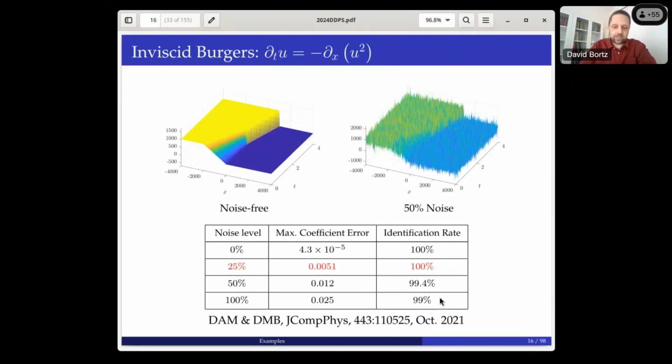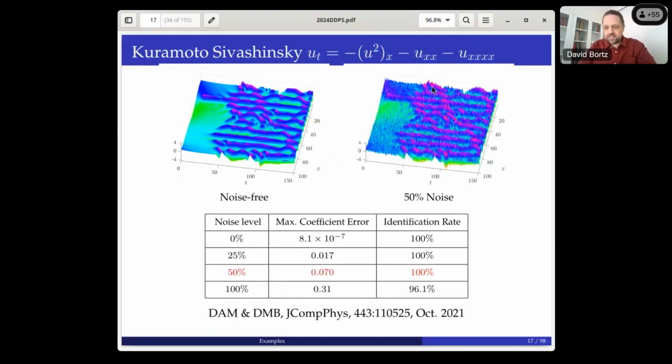And you can end up with 99% of those hundreds of experiments correctly getting that there is only this term. Okay, sure, it's not perfect. Of all those hundreds of experiments, it's not always exactly -1, but the worst is 2.5% off, which is pretty nice. Of course, Kuramoto-Sivashinsky, same thing.